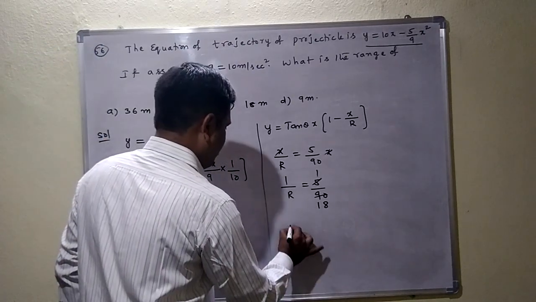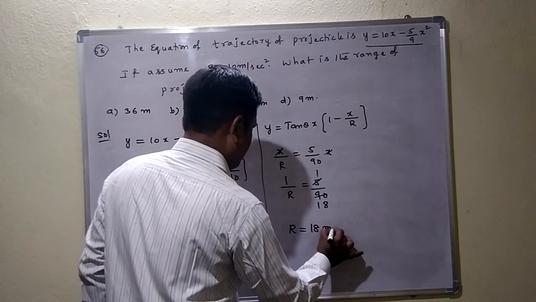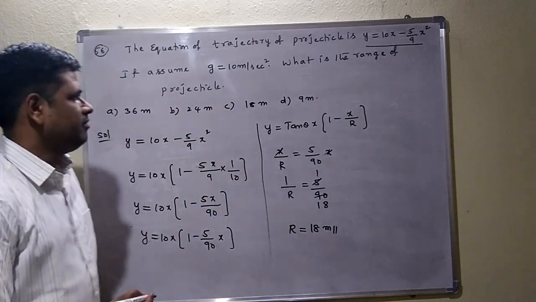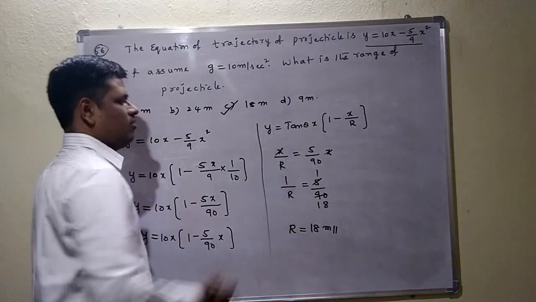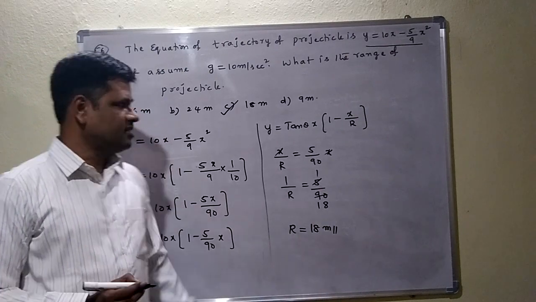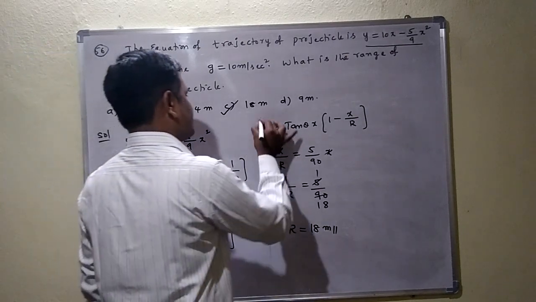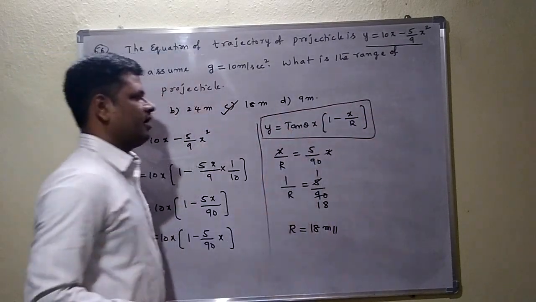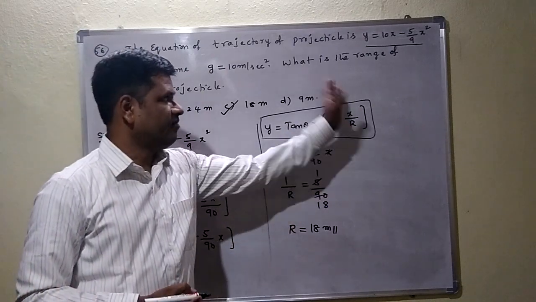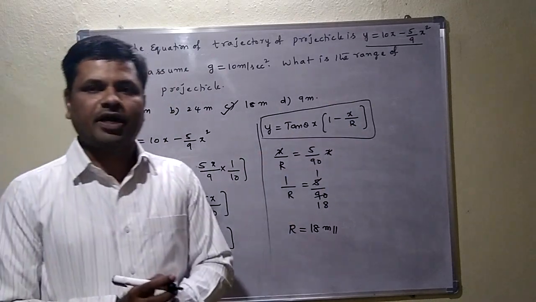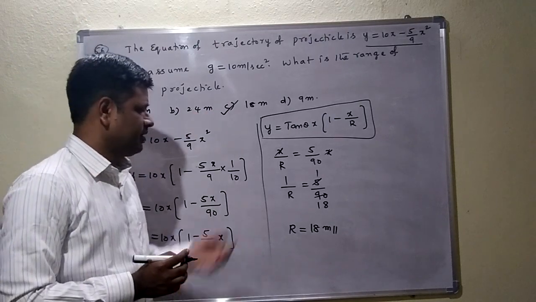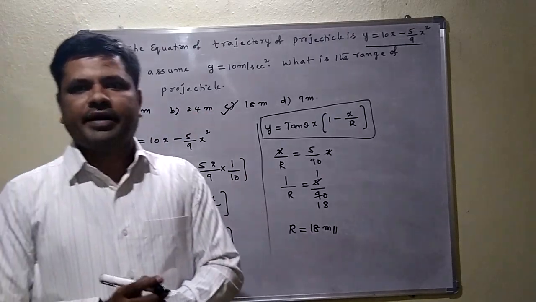Taking the reciprocal, R is equal to 18 meters. So the range of the projectile is 18 meters. We just have to remember this general equation, y = tan θ x (1 - x/R), for solving these types of problems. Which option is correct here? Option C is correct.